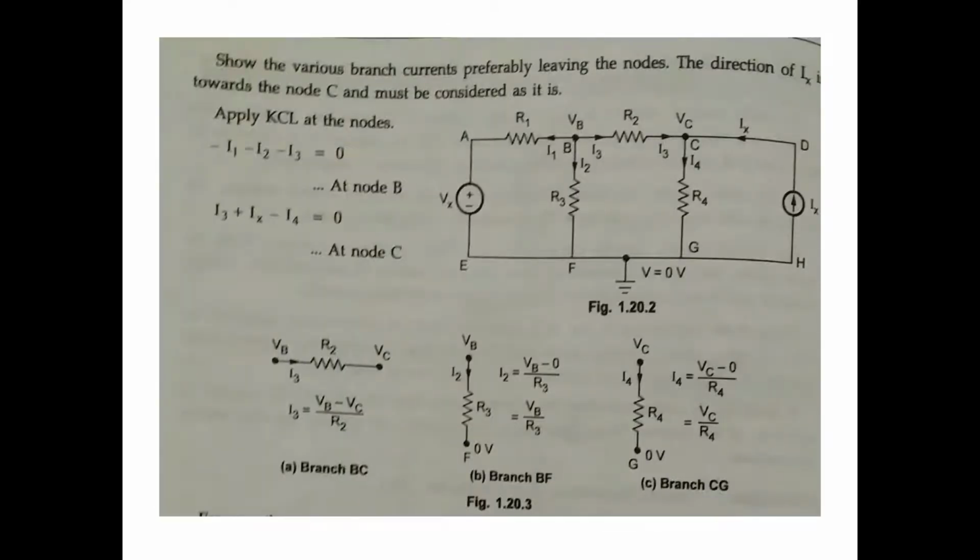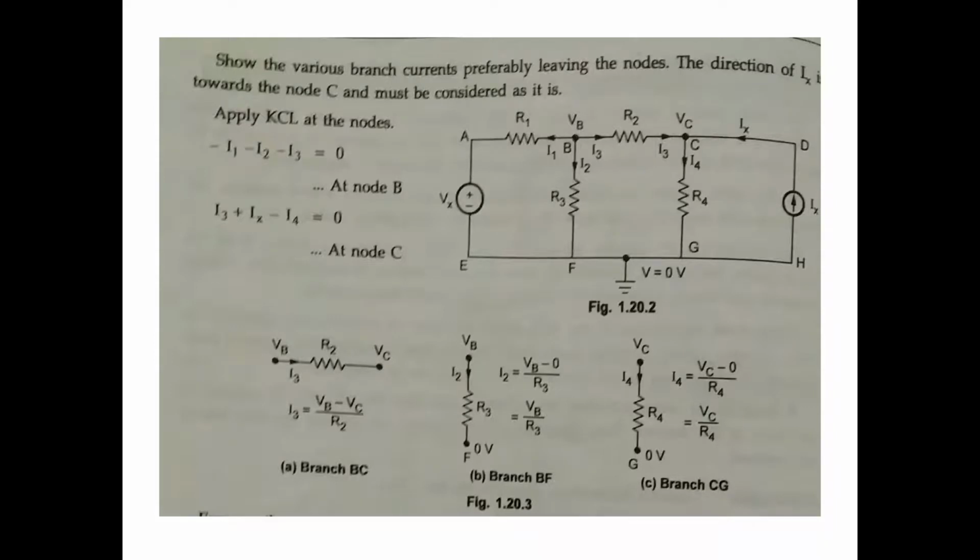Show the various branch currents, preferably leaving the nodes. Here I1, I2, I3 are the three currents at major node B. I1, I2, and I3 are all leaving the node, that is minus. So minus I1, minus I2, minus I3 equals 0 at node B. At the second major node C, we have I3, I4, and Ix. I3 and Ix are towards the node, that is positive. I4 is leaving, minus, at node C.